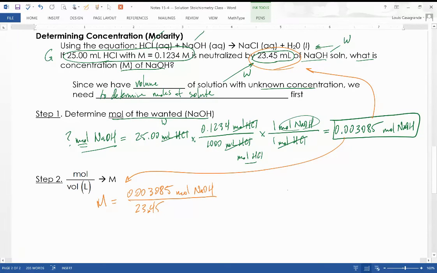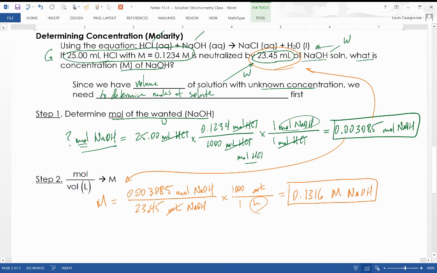And we're going to put the 23.45 milliliters of sodium hydroxide solution, because we can convert that to liters with a little conversion factor here. We have milliliters up on top, that's 1,000. We have 1 liter in the denominator. The milliliters cancel out, and it's going to leave us with liters, which is what we need for our molarity. And when you do the math, we get 0.1316 molar sodium hydroxide, NaOH.